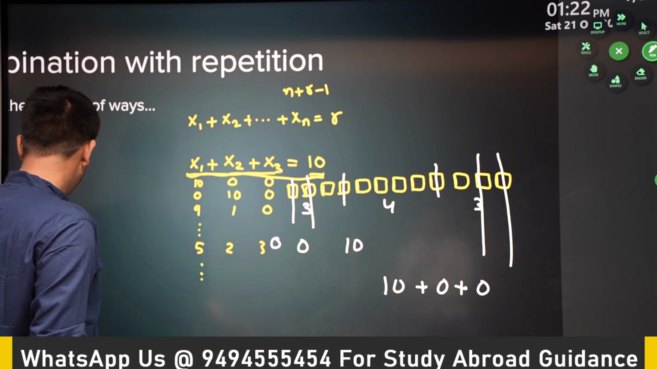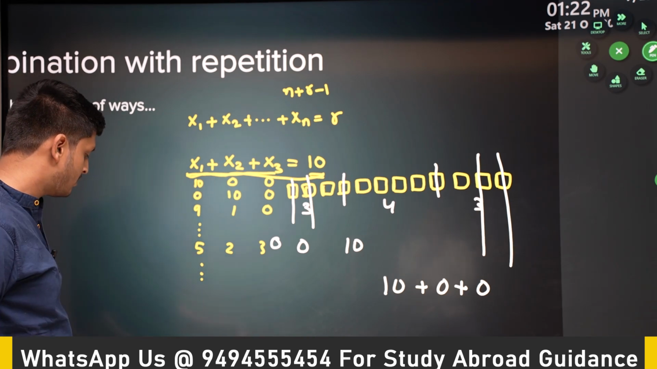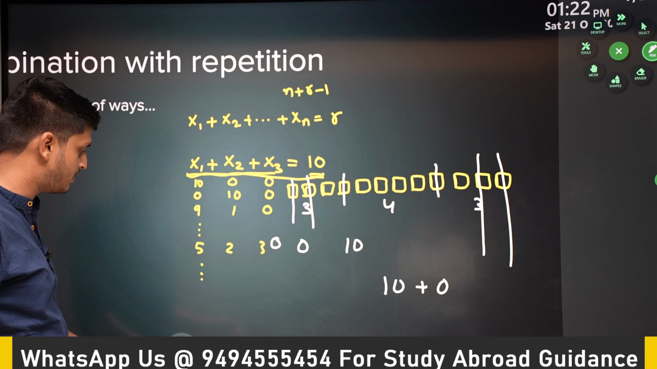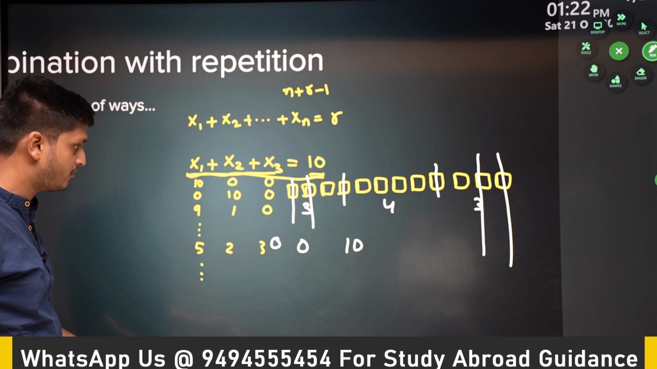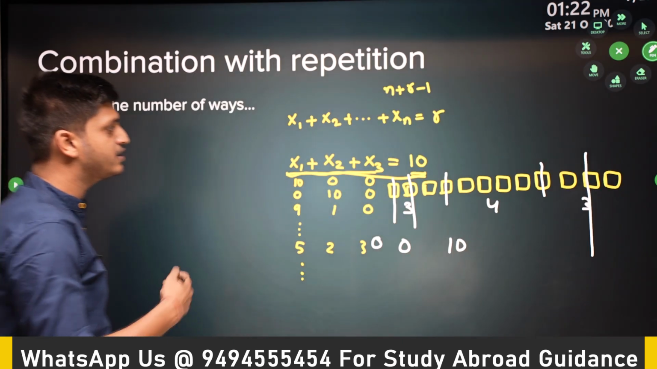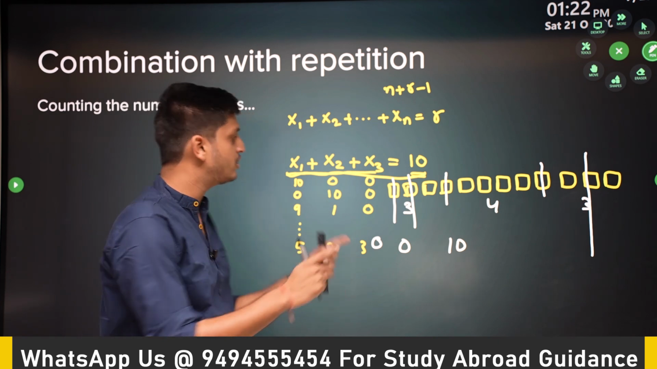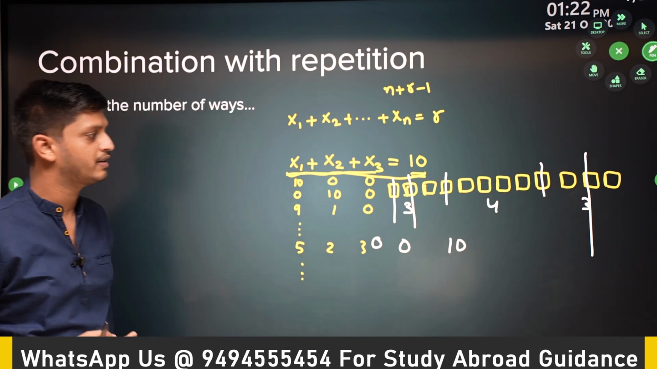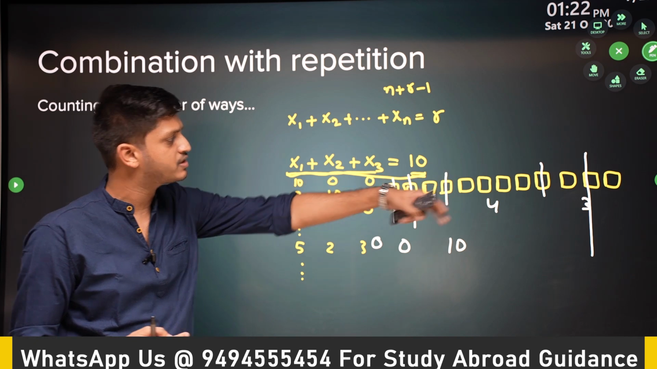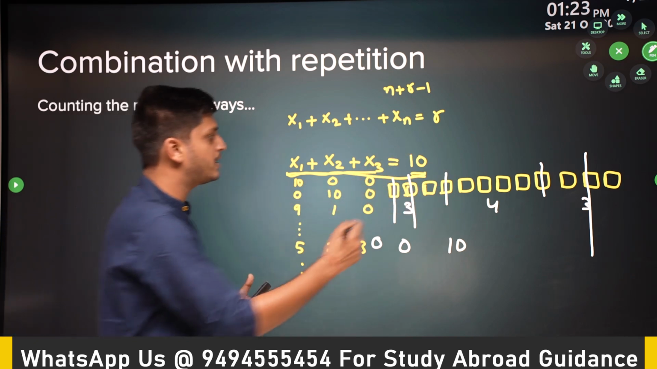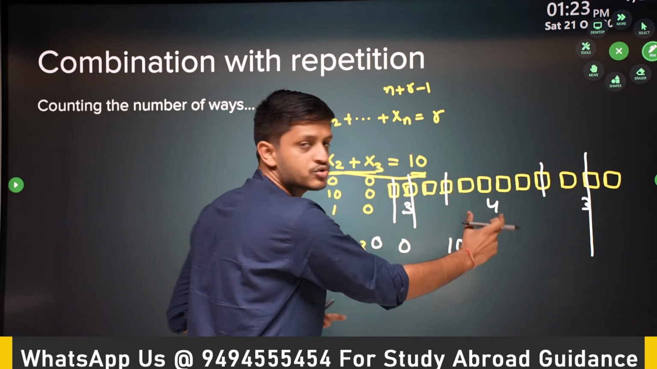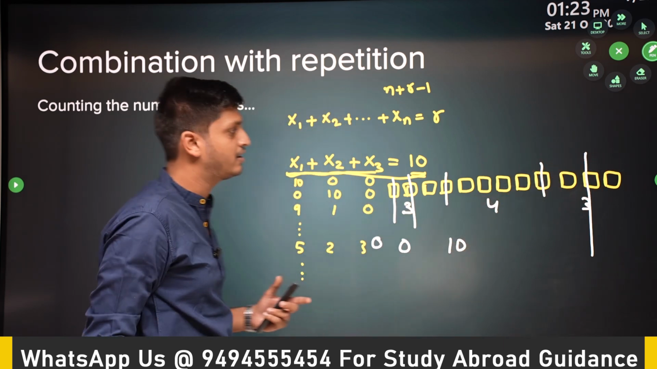So every time you insert 2 sticks in these 12 boxes, you get a unique solution to this equation. I hope you agree. Try and find out. Okay, you insert 2 sticks anywhere, you will have a different combination: x1 number of boxes here, x2 number of boxes here, and x3 number of boxes here.